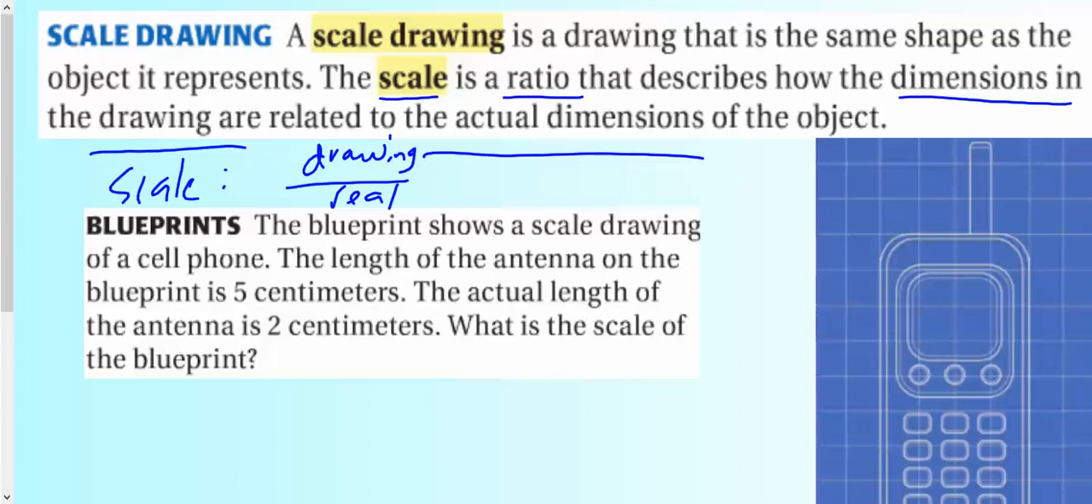So we have the length of the antenna on the blueprint is 5. That's the drawing. And then the actual length is 2. So what is the scale? The scale is 2.5. So all of these buttons, for example here, are 2.5 times bigger than the actual buttons on the real phone.